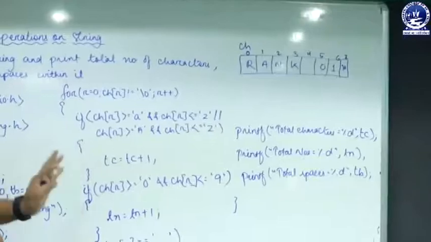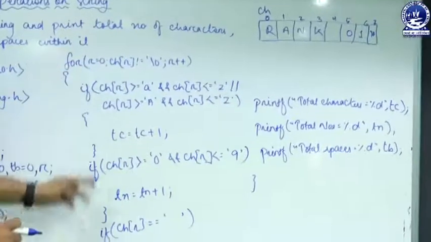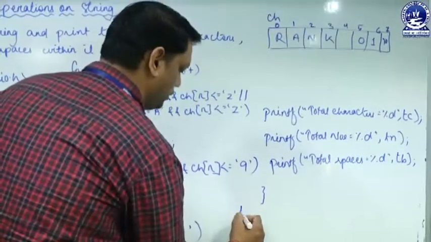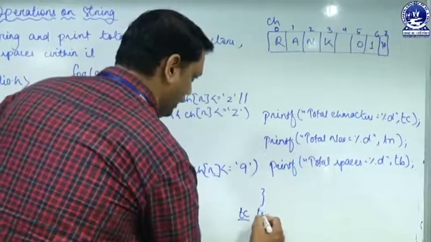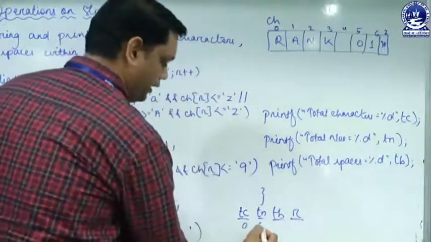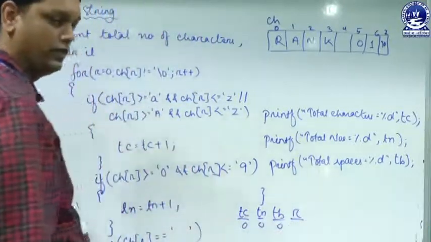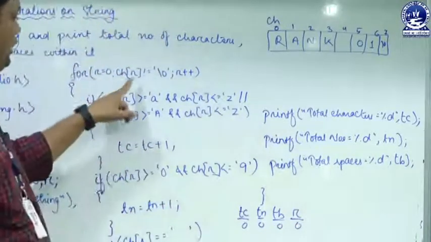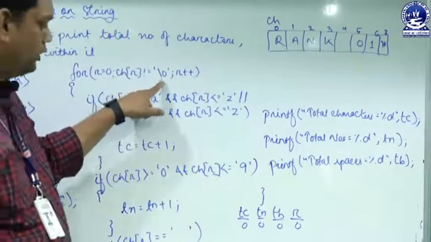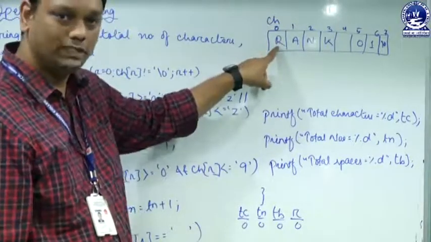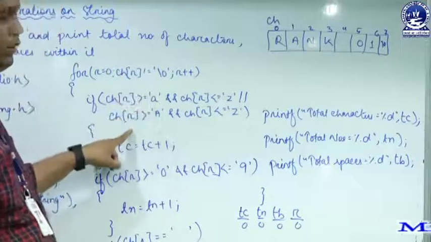Now it's time to do the rough work. In order to do that, I have taken variables TC, TN, TB and R, where each value is 0. Now R value starts with 0. So, CH of R not equal to backslash 0. CH of R means CH of 0, which is R. It is not equal to backslash 0. Yes, the condition is true. It will enter over here.